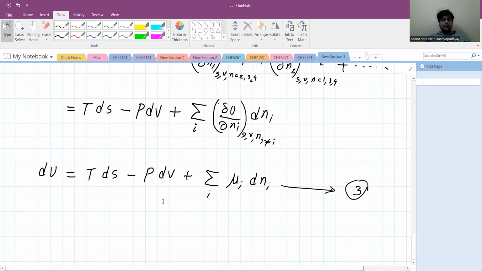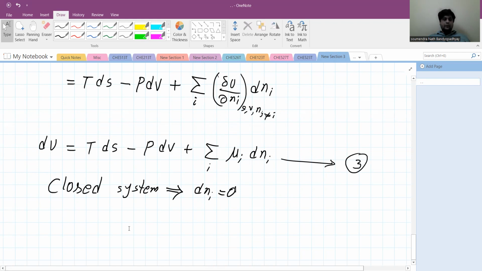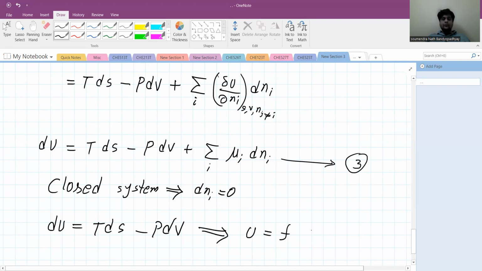First, let us not complicate our lives and just say that we are working with a closed system where the total number of moles does not change. So this means dni equals 0. There is no change in the number of moles. So we are back with our old formula, equation number 1, which says dU equals T dS minus P dV, and which means U is naturally a function of entropy and volume.